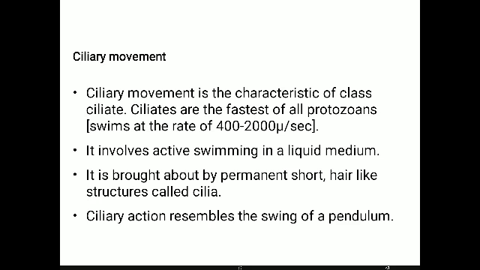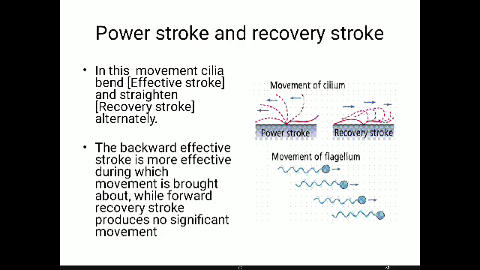Ciliates are the fastest of all protozoans. They swim at a rate of 400 to 2000 microns per second. It involves active swimming in a liquid medium, brought about by the permanent hair-like structures called cilia. The ciliary actions resemble the swing of a pendulum. Like the flagellum, in ciliary movement you can also see both the effective stroke, called the power stroke, and the recovery stroke.